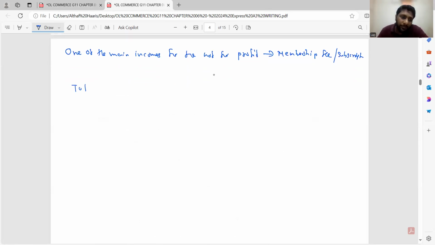Total subscription fees income is equal to number of members into fees per member.